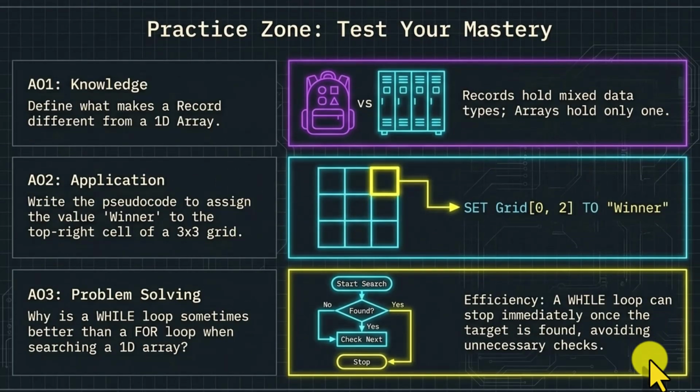Practice zone, some questions are there. Define what makes a record different from a 1D array. That can be an exam question. A record holds mixed data types, an array holds only one.